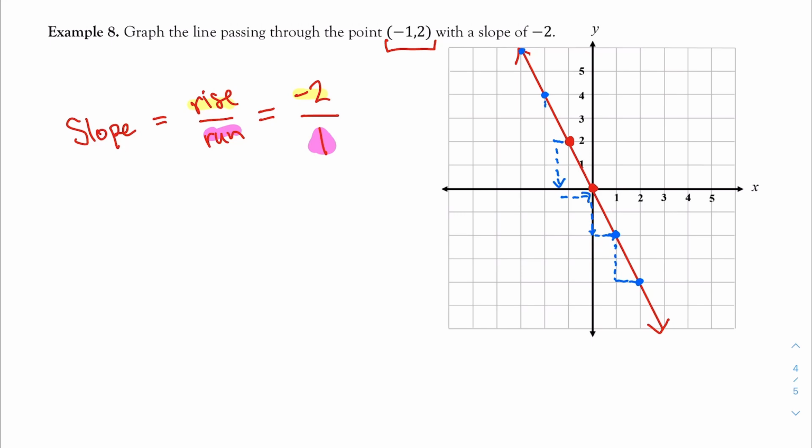So this tells me that even if you have only a single point and you have the slope, then you are able to graph the line. So this is what I'm looking for as we work with our graphing of lines. And so that finishes example 8 and the last example for this video.